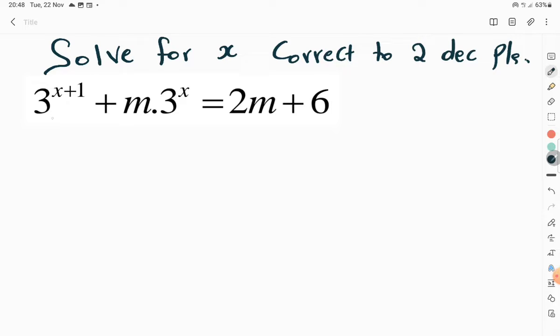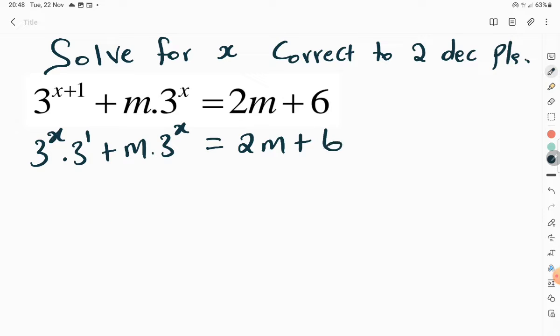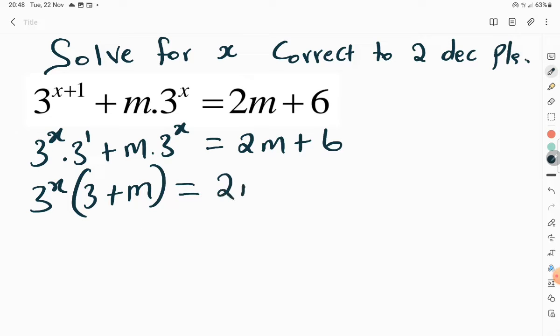The idea is to first break down this exponential part, so you'll have 3 to the power of x times 3 to the power of 1, plus m times 3 to the power of x, is equal to 2m plus 6 on the other side. You can realize that on the left hand side you have the common factor 3 to the exponent x, that you can take out just like that. Then you will have 3 plus m in brackets, and on the other side you just have it unchanged.